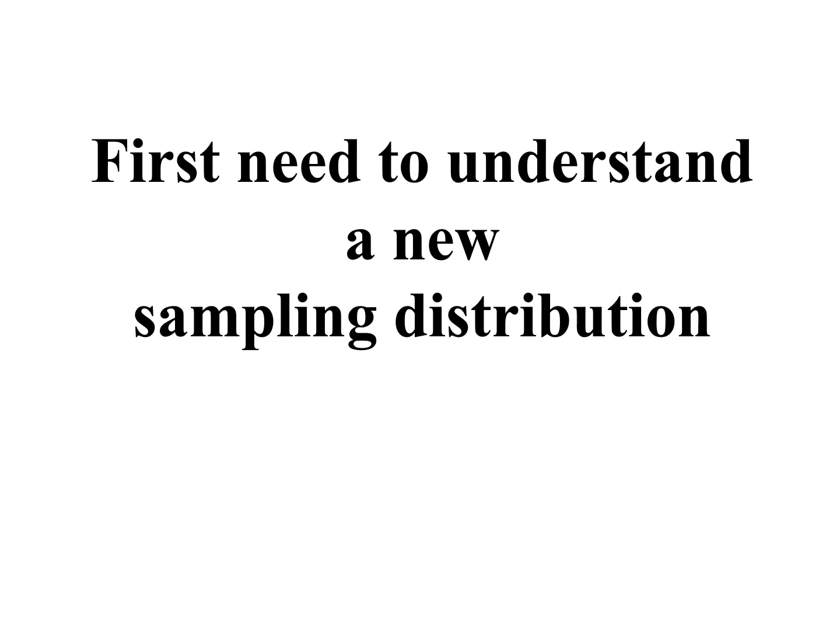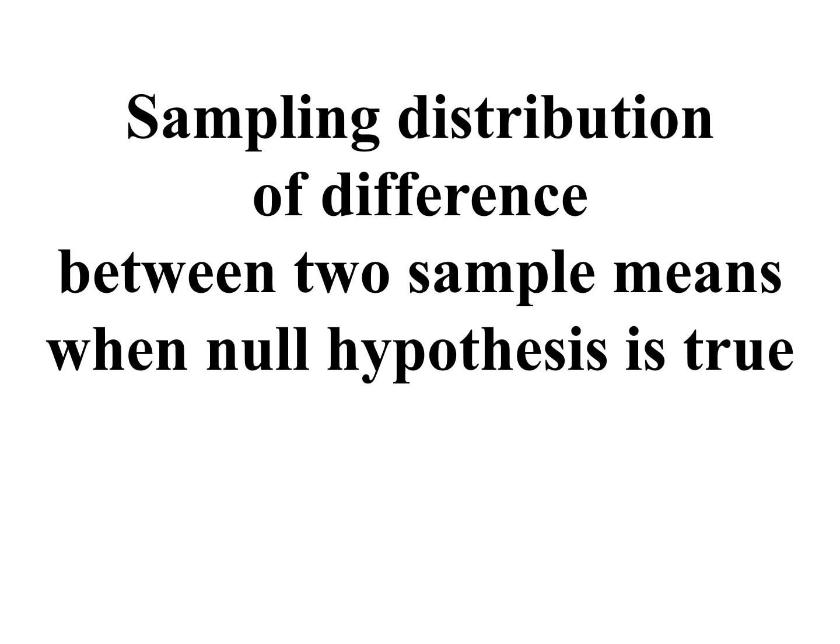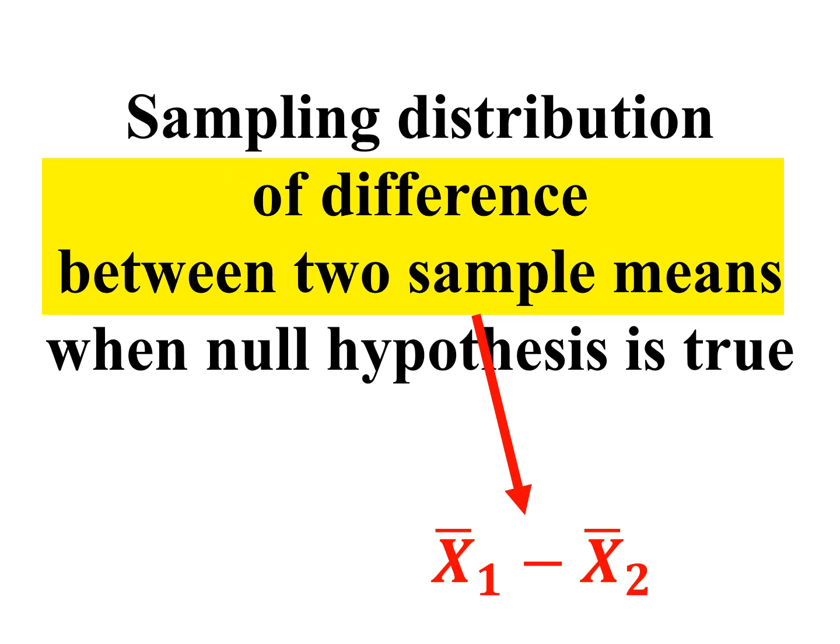To understand null hypothesis significance testing, though, you first need to understand a new sampling distribution. It's called the sampling distribution of the difference between 2 sample means when the null hypothesis is true. Now, this is a very long name, so we will shorten it a bit by using some symbols and abbreviations.